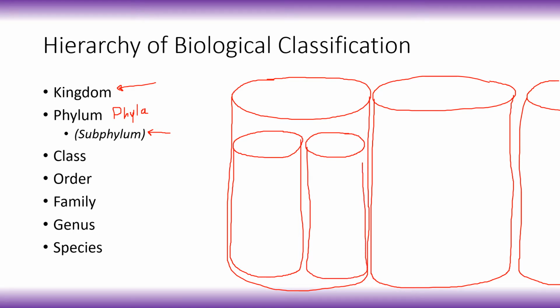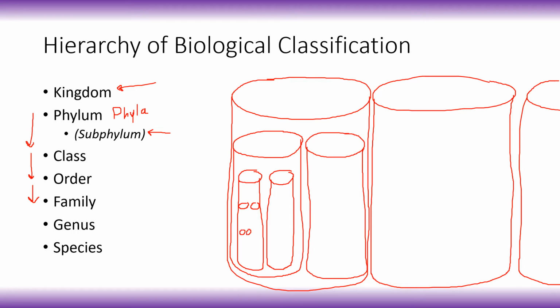Then inside each one of those you move down to the next level. After a phylum you have a class. Within each phylum you have a whole bunch of different classes, and then within the class you'd have an order. If we keep going down this list, within that class you'd have an order, so there'd be a whole bunch more of these little guys in here, and then within each order you have a family. So really tiny ones down here, and then you'd have a genus, so even smaller.